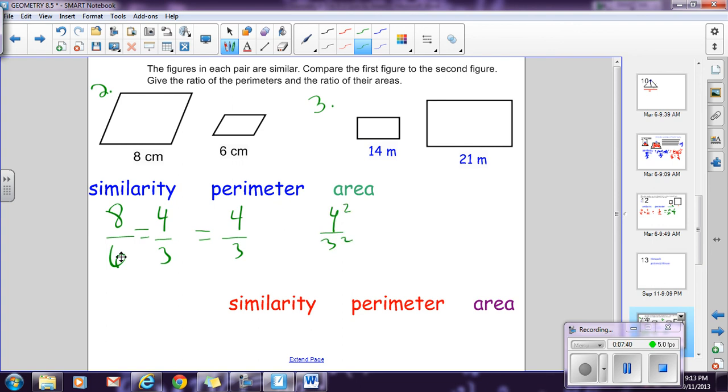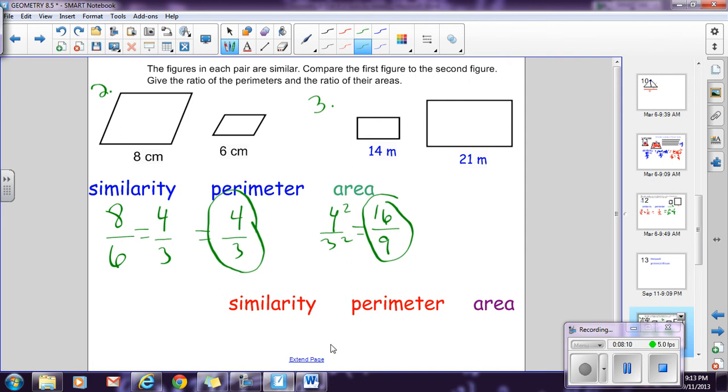Remember, similarity 8:6 reduces to 4:3. Perimeter is the same, 4:3. And I just square this to get their area ratio of 16:9. Okay. There's area, and there's perimeter. Let me undo that. That was not as pretty as I wanted it to be. There we go. So it's perimeter and the ratio of the areas.